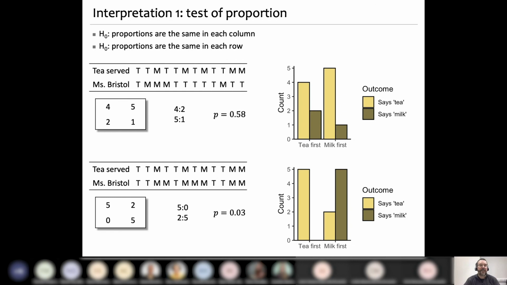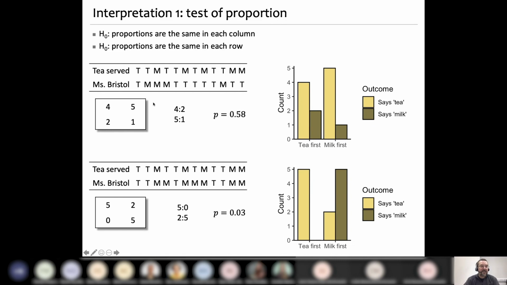The second interpretation is that it is a test of proportion. And the null hypothesis is that proportions are the same in each column, or alternatively proportions are the same in each row. You can swap columns and rows in the contingency table. It makes absolutely no difference. This is our first extended experiment where her answers were completely random.